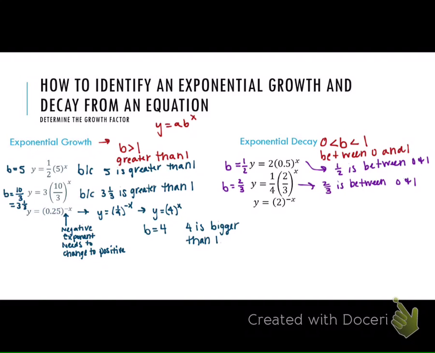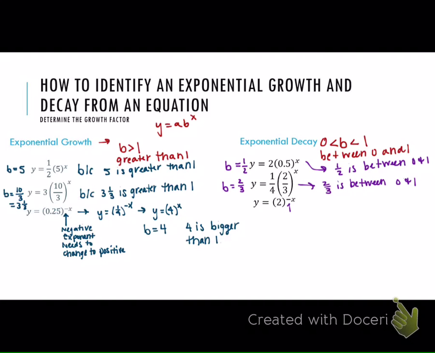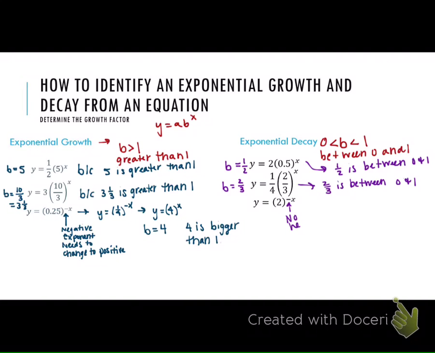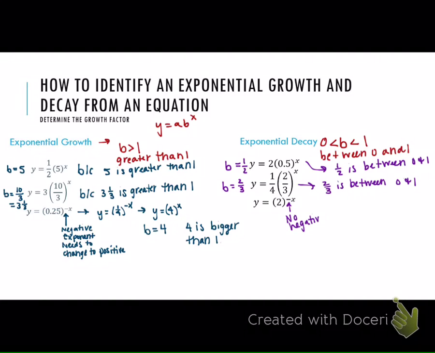Uh-oh. What do you guys notice, Morgan, on this next one? Negative exponent. So we have to change it to a positive exponent, right? So what does that become then? So y equals 1/2 x. So what is your b value then, Morgan? 1/2. Is that between 0 and 1? Yes.